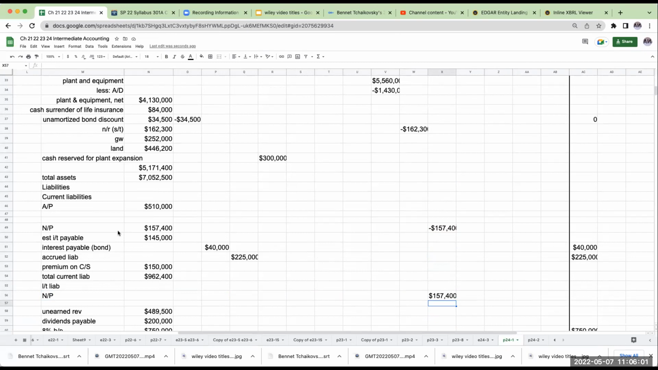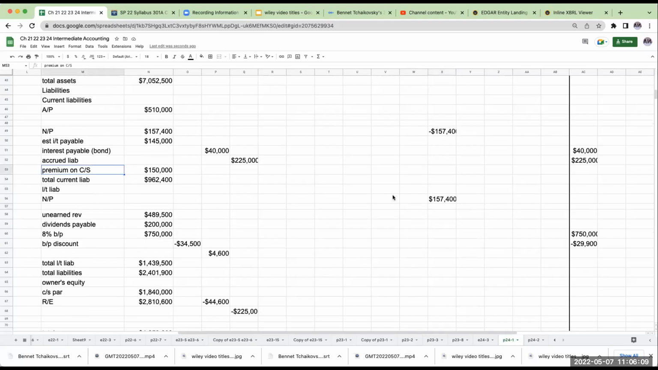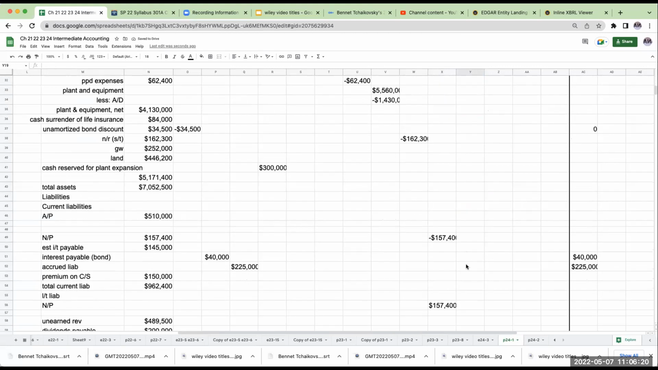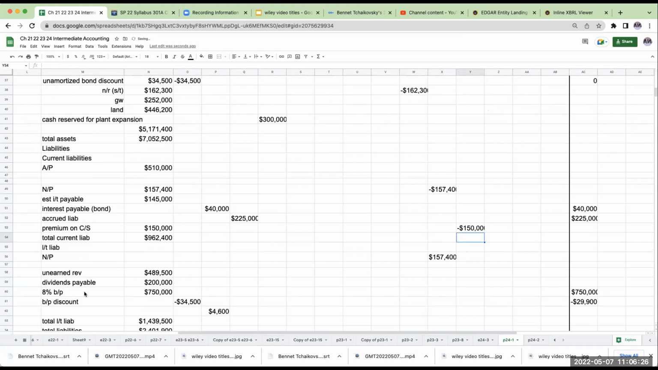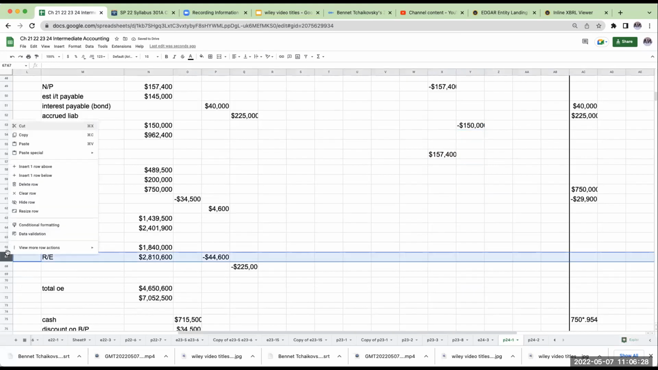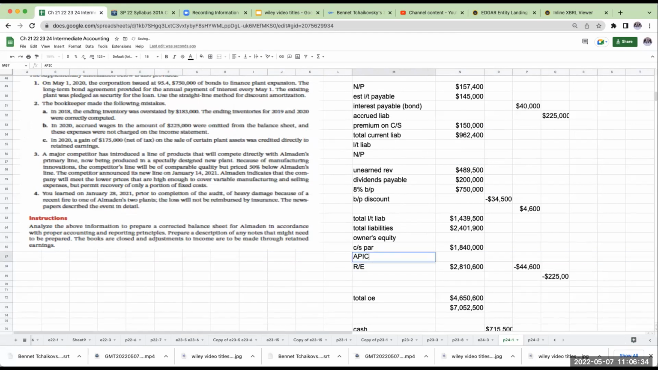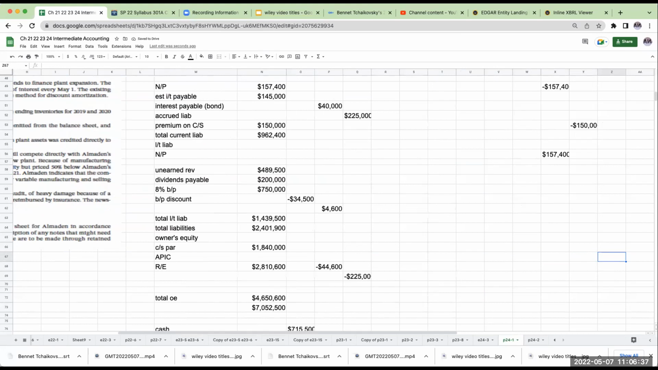Income taxes payable, that's fine. Notes payable, we got rid of. Interest payable, we did before. Accrued liabilities is fine. Premium on common stock, this needs to be taken out. This is also known as additional paid in capital. This needs to go down to owner's equity. So over here, this needs to be at 150.